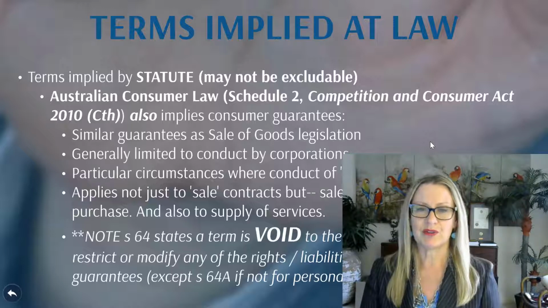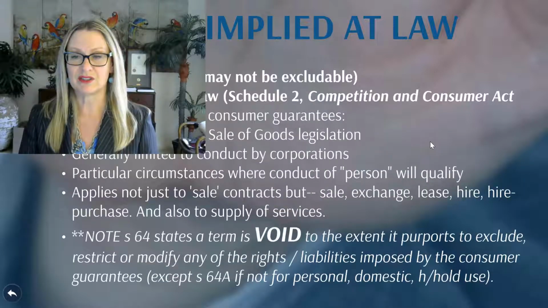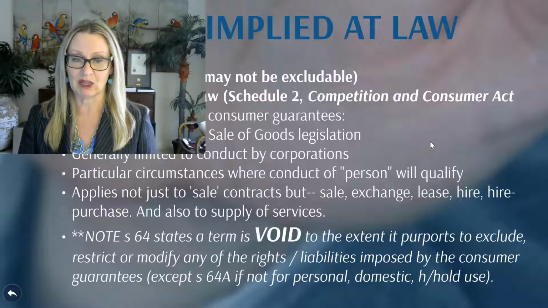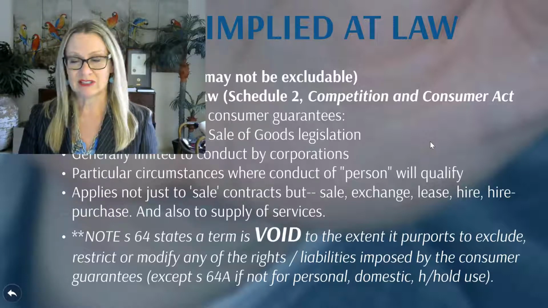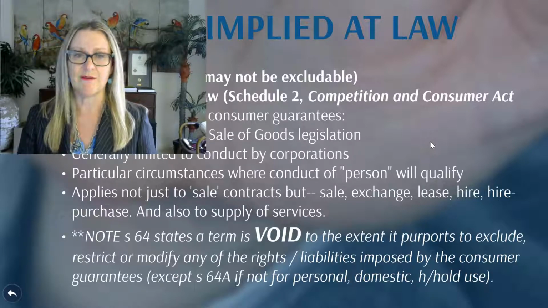So, like I said, similar guarantees to the sale of goods legislation. You've got to note these can't be excluded. Note section 64, I've got down the bottom there in italics. A term is void to the extent it purports to exclude, restrict, or modify any of the rights or liabilities imposed by the consumer guarantees. The only real exception to that is if the contract does not really fit squarely into the notion of a consumer contract, so it's not really for personal, domestic, or household use. If that's the case, you can exclude the terms. Other than that, any purported exclusion is going to be void.